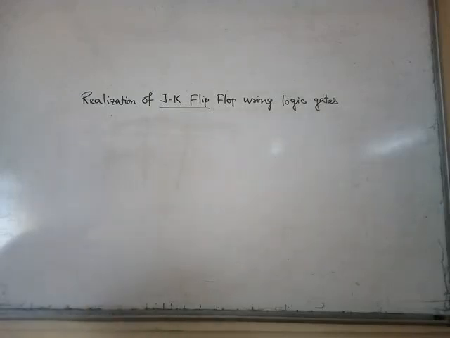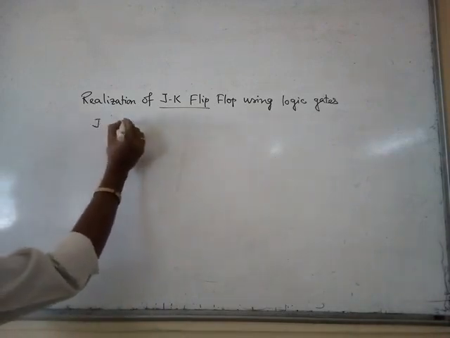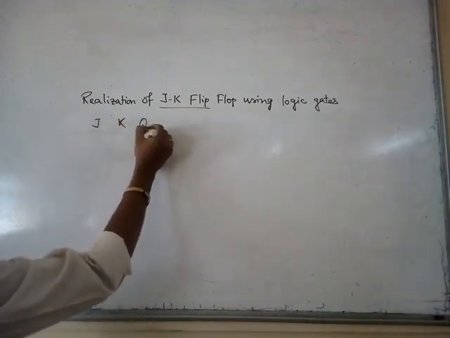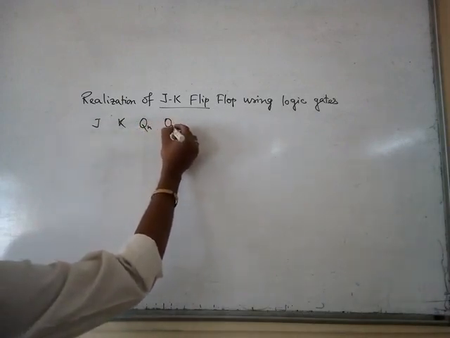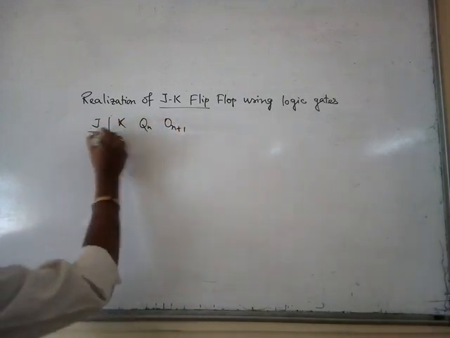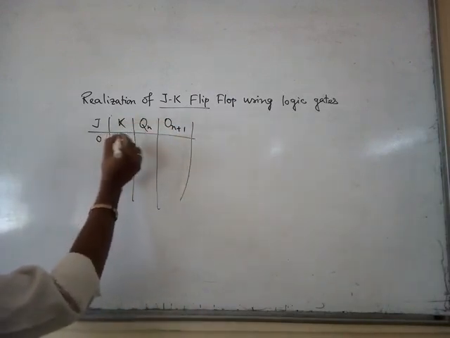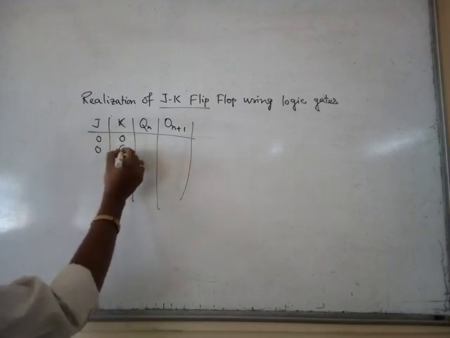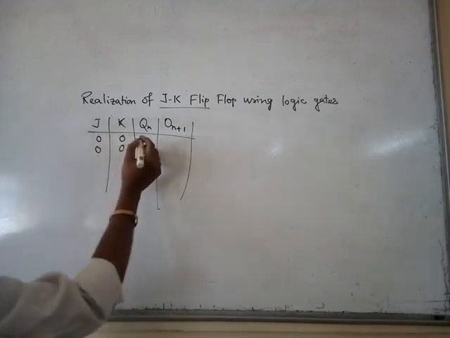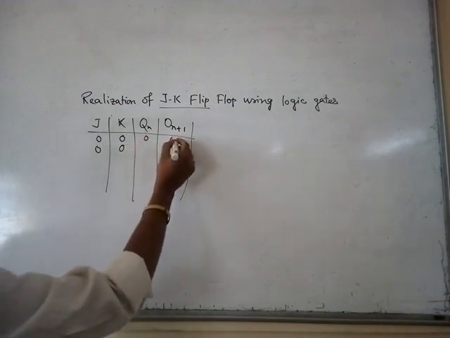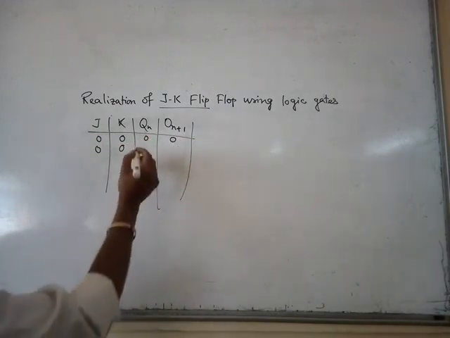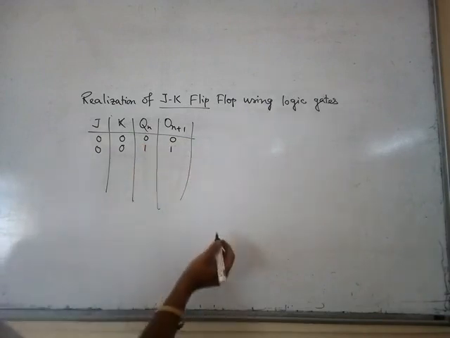This is Digital Electronics Lab, and today's experiment name is realization of JK flip-flop using logic gates. So there are four columns: J, K, Qn, that is the present state, and Qn plus 1. We consider the 0 0 case: if the present state is 0, the next state will be 0. If the present state is 1, the next state is 1.